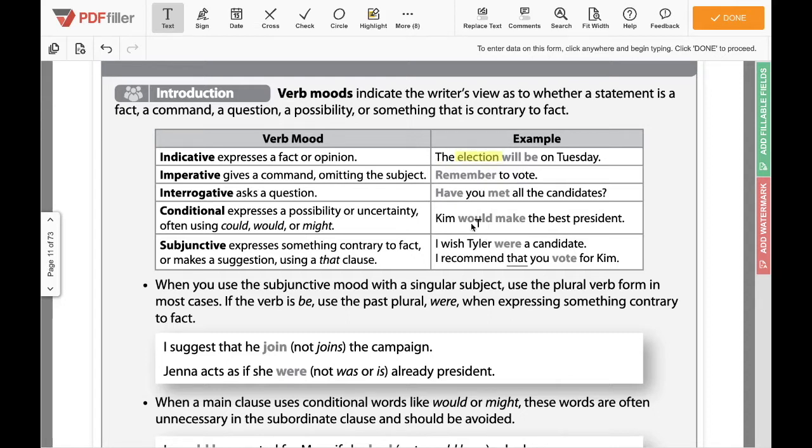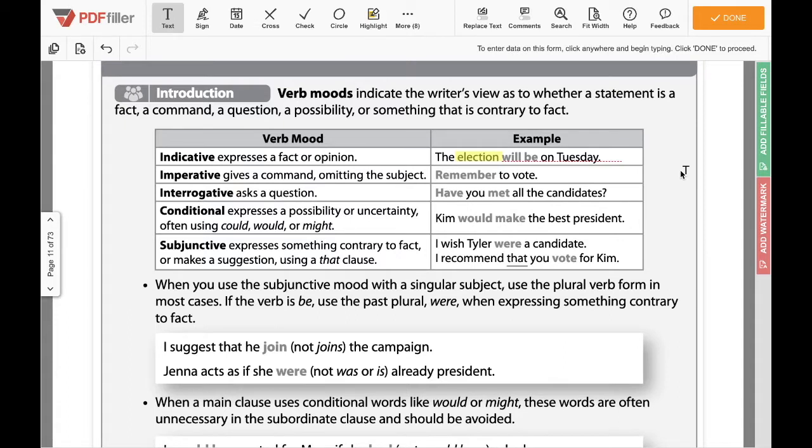So if we look at our example, it says Kim would make the best president. Kim might not end up getting voted to be president, but if she does, then she would make the best one. So that's sort of hitting on that uncertainty aspect, because they're not really sure if she's going to make president, but if she does, she would make the best one. Another example of that conditional would be if this one said the election might be on Tuesday, because maybe you're not sure. So that would be a conditional verb mood.